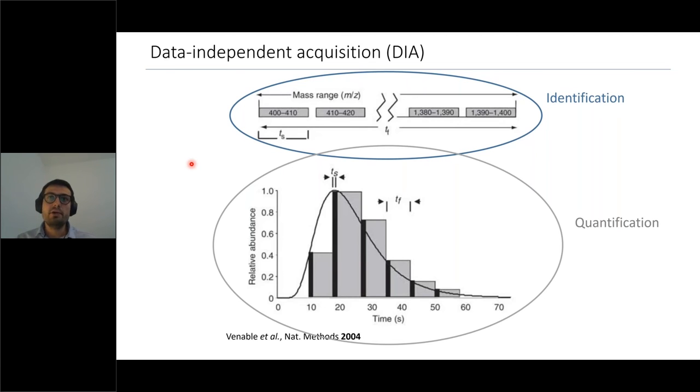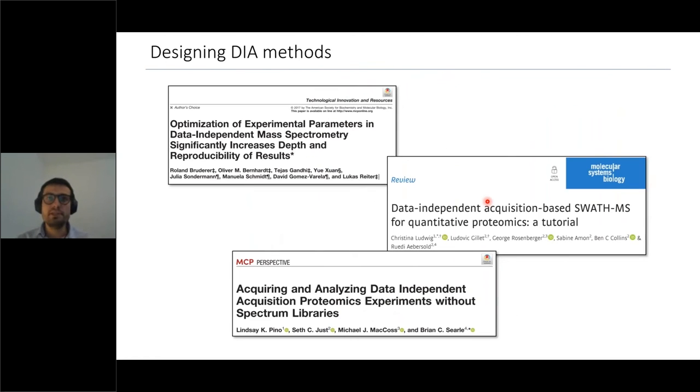However, this would also increase your cycle time, meaning that if you look at this chromatographic peak here for a peptide, you will get fewer data points for your quantification. And this is typically the balance that you always have to take when doing data independent acquisition methods. And this is not new. There are a lot of great papers out there, and I can highly recommend some of these if you're interested in really squeezing everything out of your DIA methods.